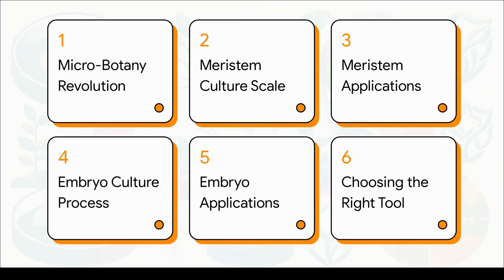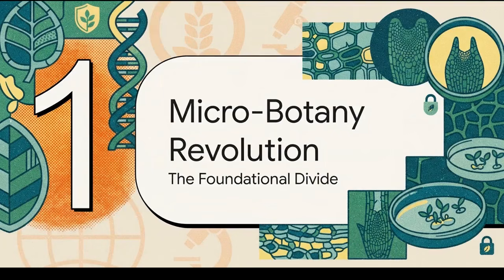Here's our roadmap for today. We'll cover: 1. The microbotany revolution. 2. Meristem culture scale. 3. Meristem applications. 4. The embryo culture process. 5. Embryo applications. And finally, 6. Choosing the right tool.